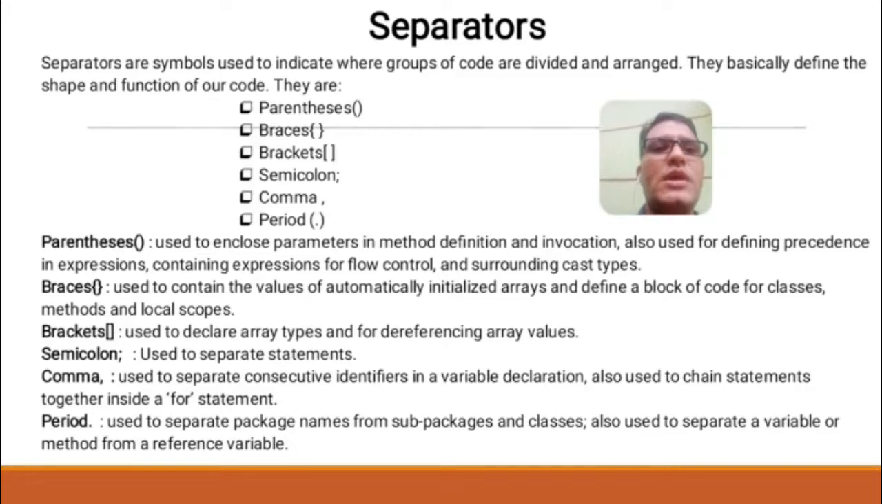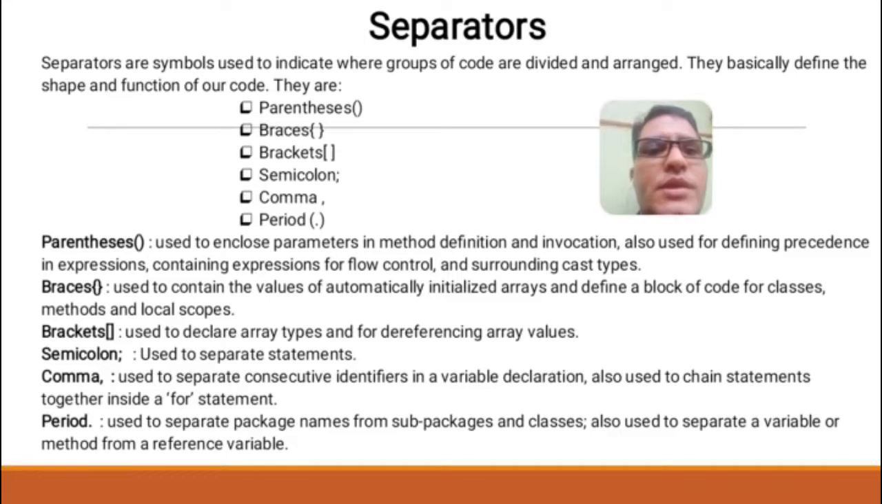Parentheses are also helpful in expressions based on precedence, including the expressions of our flow controls. They are also used in your control statements like if, for, while, etc. And also they are used in cast types. As we know what casting is, we are converting one data type to another data type. So it is also helpful for converting one data type to another.